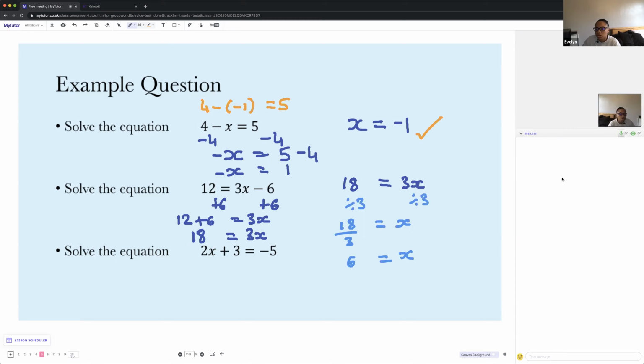So someone has asked, what are we doing tomorrow? Tomorrow we will be having a look at quadratic equations. So today is linear and simultaneous equations. Tomorrow will be quadratics.